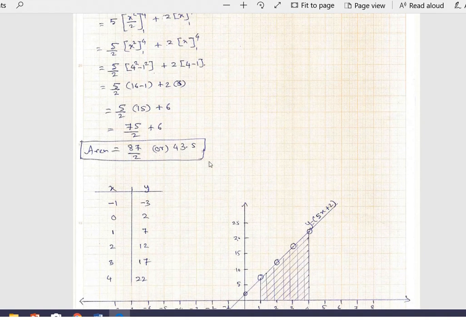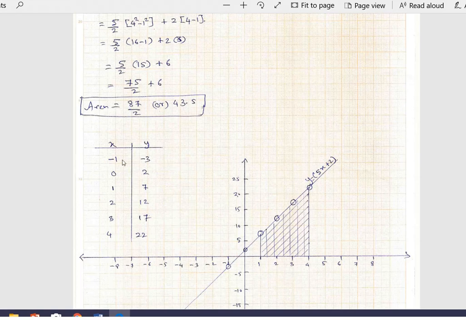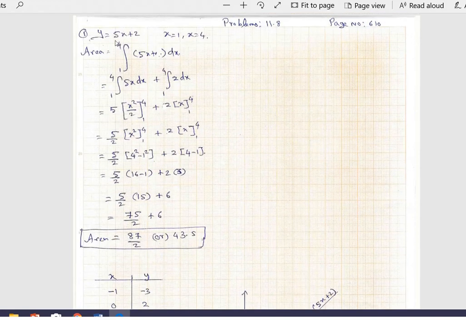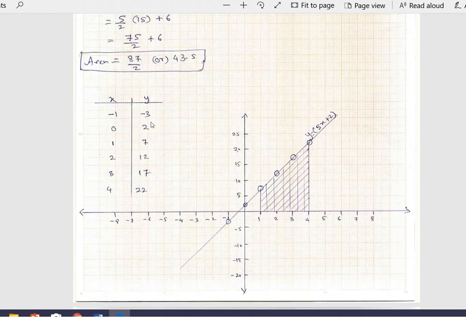Now we need to draw a graph for this. Identify a range of values for x and y. I'm starting with minus 1 so that the graph will pass through the entire region of negative and positive areas. If x is minus 1, what is the value of y? Substitute here: 5 into minus 1 plus 2, therefore minus 5 plus 2 is equal to minus 3. Then if x is 0, what is the value of y? 1, what is the value of y? 2, what is the value of y? 3, what is the value of y? And 4, what is the value of y?